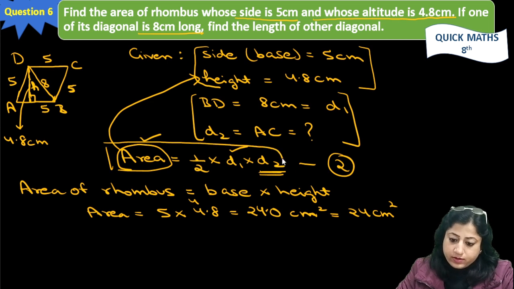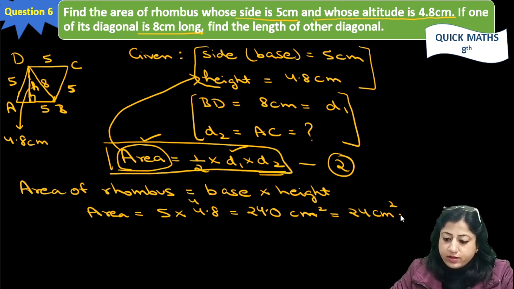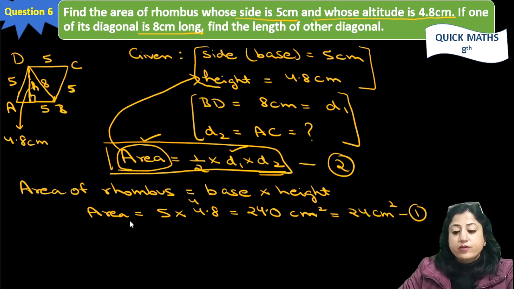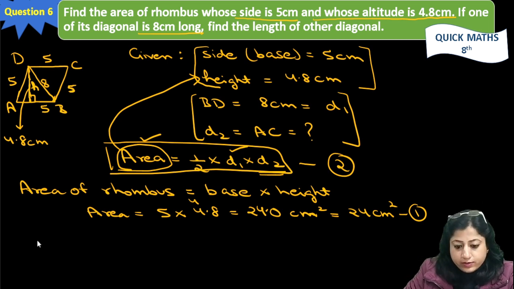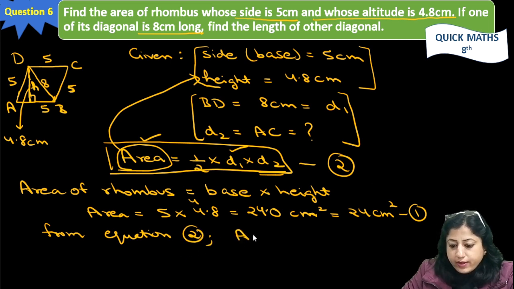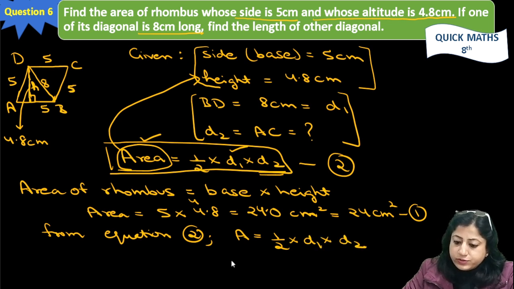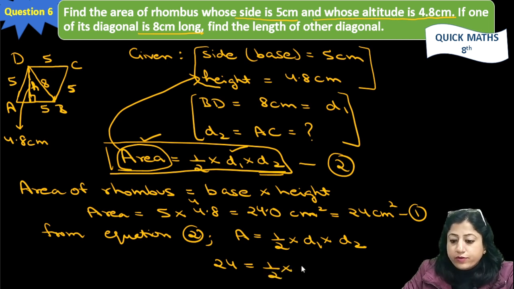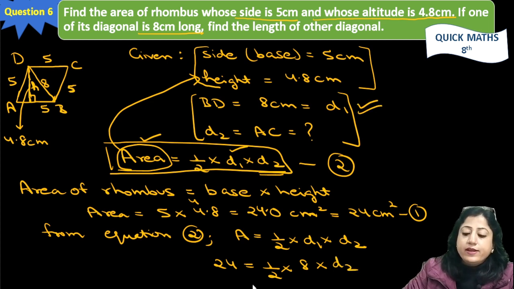Now we will put the area in the second equation. This one is the first equation. We will put the area in second equation to calculate the diagonal. So from second equation, area is half D1 into D2. Just put the value of area here, 24. Put the value of D1, that is 8. 8 centimeter is given, this one. And D2 is missing, so we can calculate D2 from here.